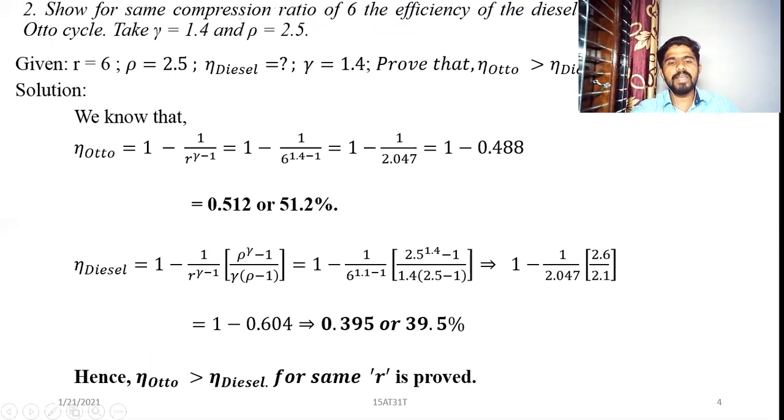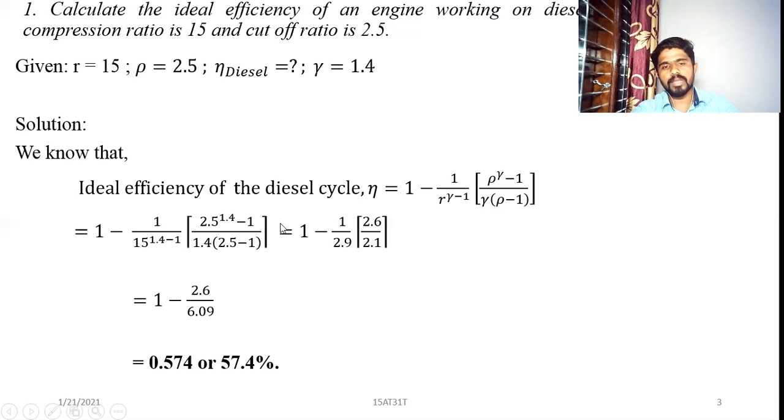Hence, you can say the efficiency of the Otto is less than the efficiency of diesel for the same R is proved. Sorry, I have jumped into the second problem. Extremely sorry.